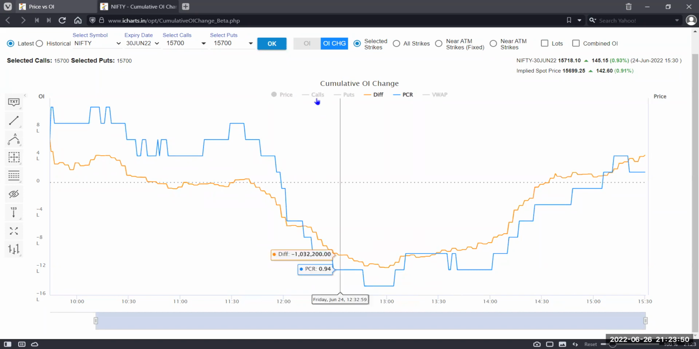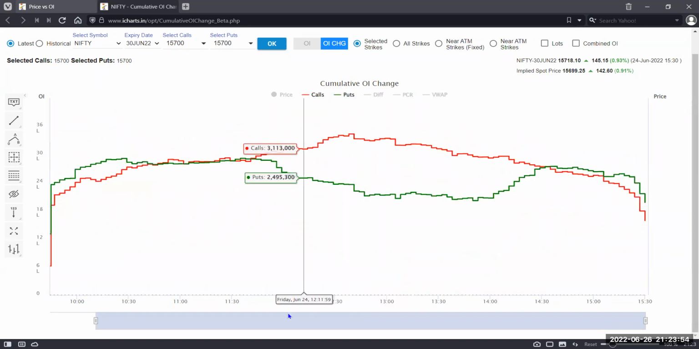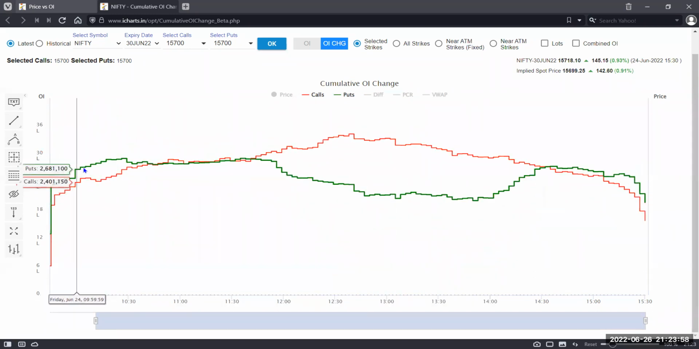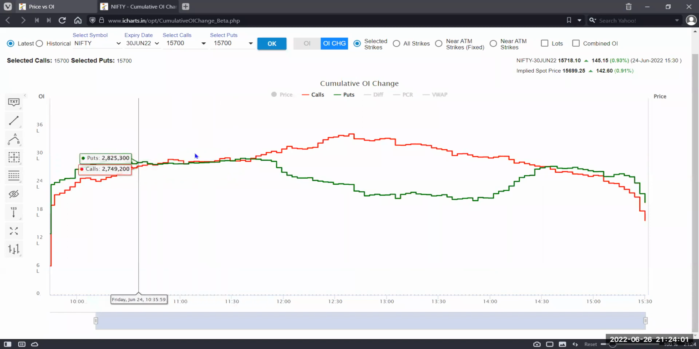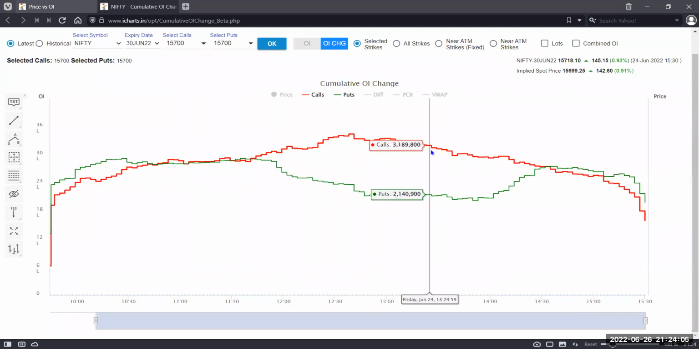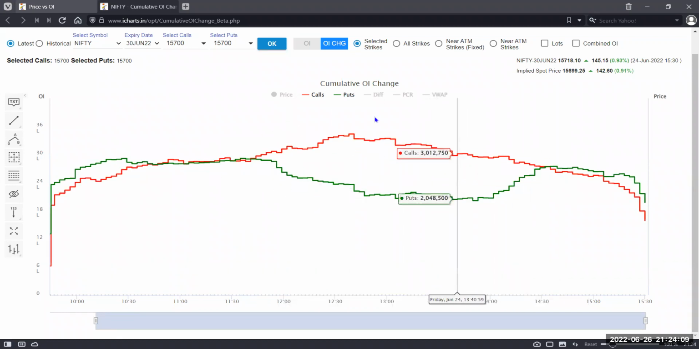So even if you don't have, I mean, more than this, if you don't have PCR and diff, here it is difficult to say what is happening. Over here, it is bullish. Here, no idea what is happening. Again, over here, bearish. But here, you won't get a signal until here if you are just looking at this.